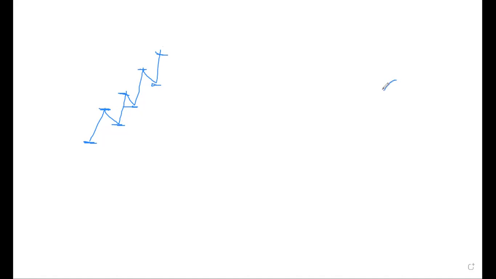Now, let me draw another downtrend. This is a support. This is the resistance. This is a support. It comes down. This is a support. When it goes up, this is a resistance. This is a resistance level. This is also a resistance level. That is how it works. Now, let me draw a chart.